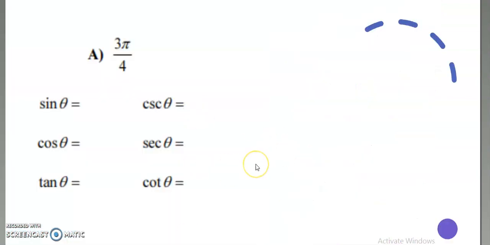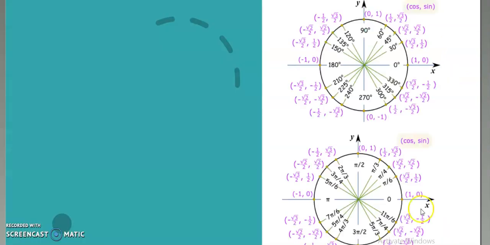All right, so let's do a couple of examples together. So let's first do one with radians. So we have 3 pi over 4, and we want to find all of our trigonometric functions according to 3 pi over 4. So let's go back. Here it is right here. Here's my point, 3 pi over 4. The point is negative square root 2 over 2 and square root 2 over 2.